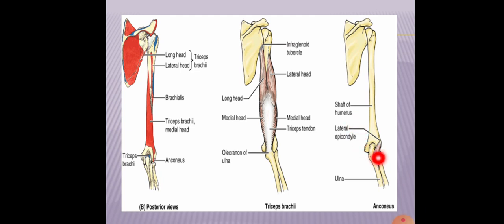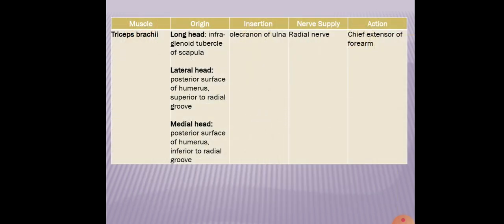We have a small muscle here known as the anconeus muscle. This muscle, in reference, belongs to the muscles of the forearm. Okay, this is a small triangular muscle that originates from the lateral epicondyle and inserts into the olecranon process, known as the anconeus muscle, and it also assists in the extension of the elbow joint.